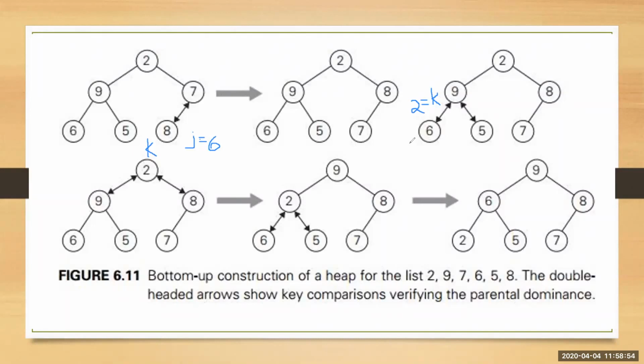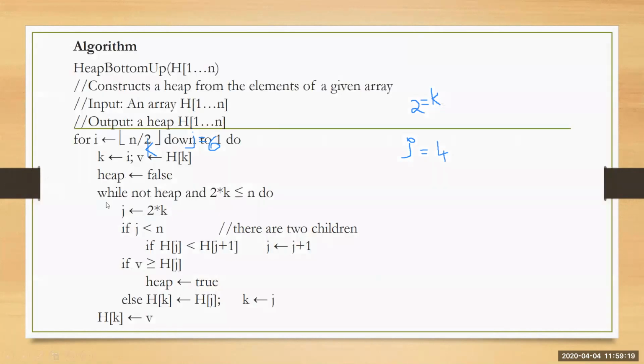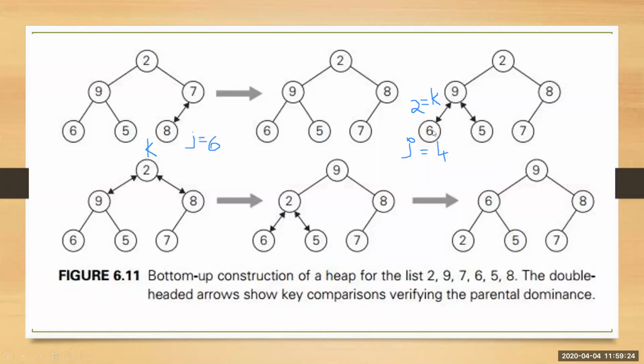If it contains a valid child, now you have to take this variable j, and you have to assign the value 2 into k. What is 2 into k? It is 4. And next, there is an if condition. It checks whether the value of j is lesser than n, to check whether it has two children. Yes, j 4 is lesser than 6, n is 6. It means that this particular node 9 has two children.